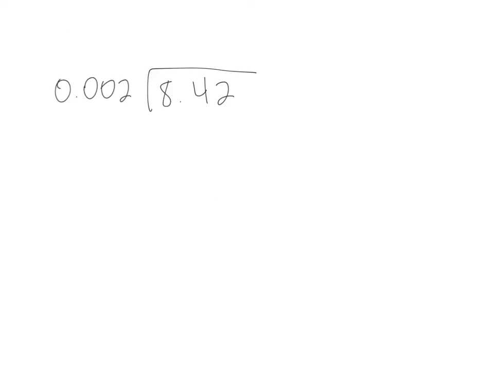Here's another problem. 8 and 42 hundredths divided by 2 thousandths. Well, I need to multiply the divisor by 1,000 or move the decimal point 1, 2, 3 places. And I have to do the same thing inside here. 1, 2. Now what happens? That's right. You're going to go ahead and put a 0 on the end because we do need to take care of that place value. So our problem now says 8,420 divided by 2. You're just going to go ahead and divide.